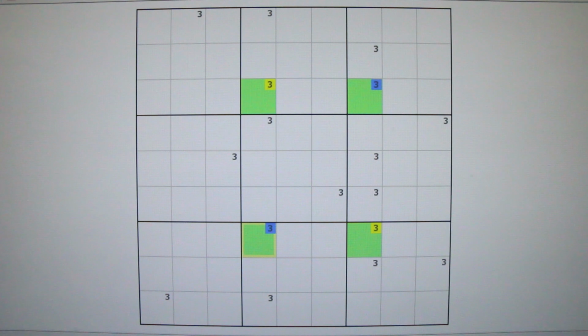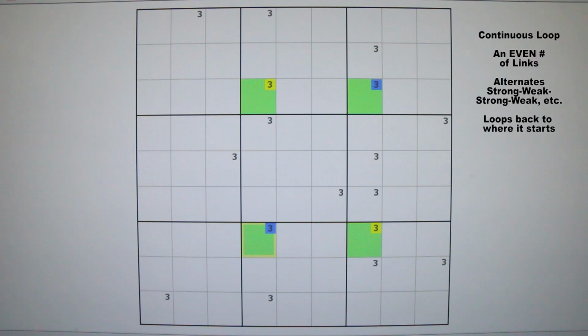All right, let me show you one more way to look at an X-wing. As it turns out, an X-wing is the simplest form of what's called a continuous loop. Now this is kind of an advanced subject, and we'll be learning more about continuous loops much later on in the course, but I think you can handle this right now.